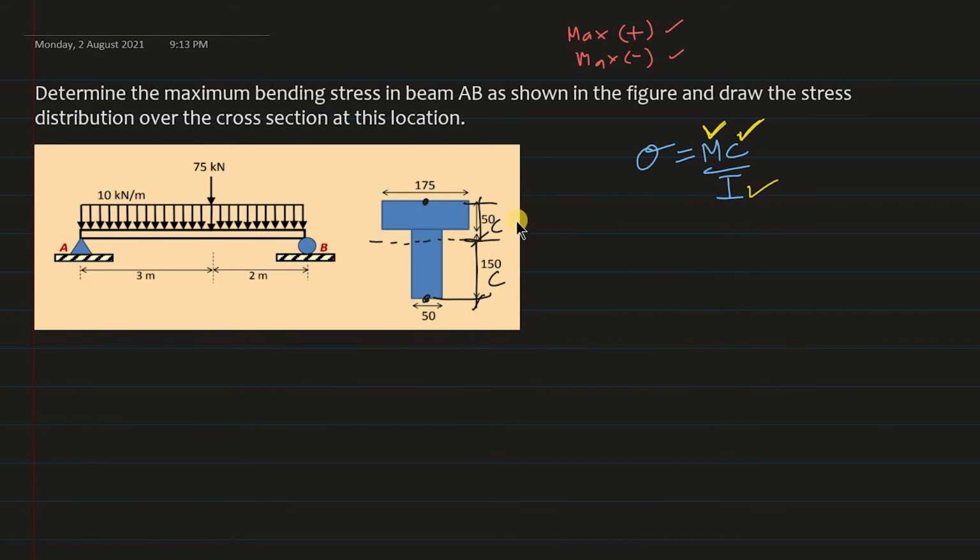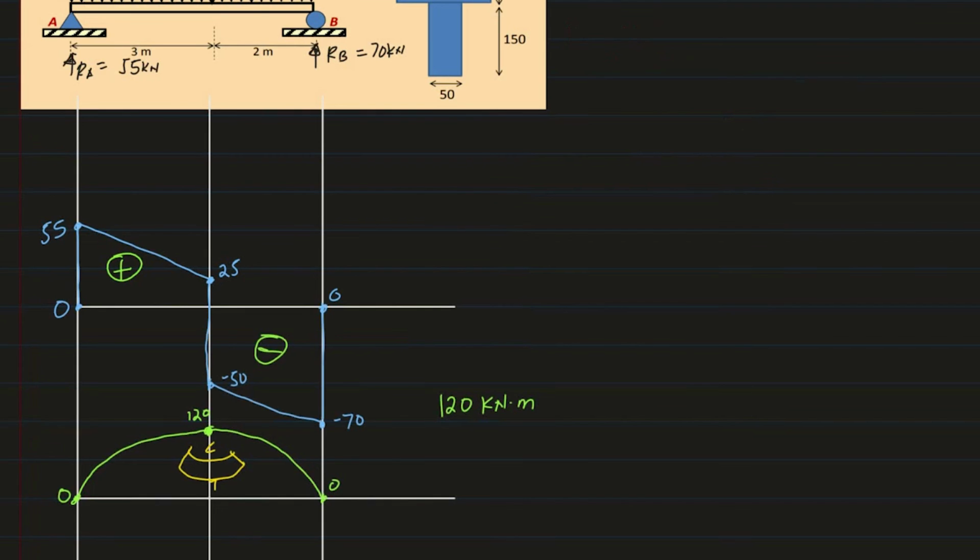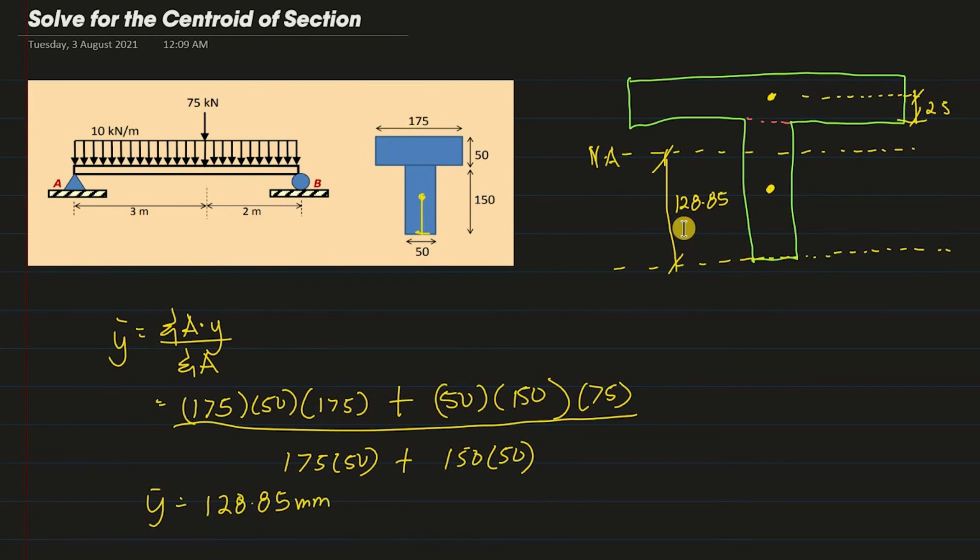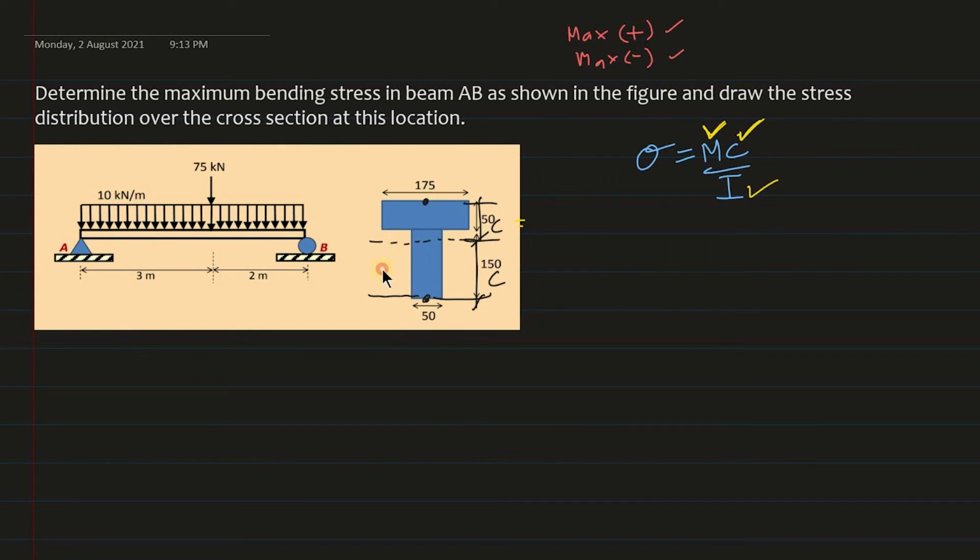Okay, so ano ba yung dalawang value ng ating C? Again, yung ating neutral axis, ito, is located, ano ulit yun? That's 128.85 from the bottom. Okay, so 128.85. Ito would be 128.85. So that is our first C. And our second C dito would be equal to, ano ba yung total nito? That's 200, right? So 200 minus 128.85, we have 71.15.